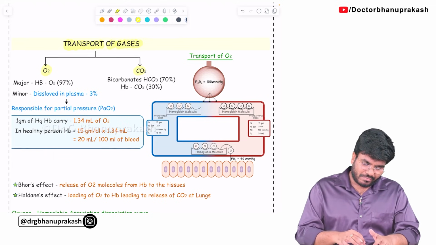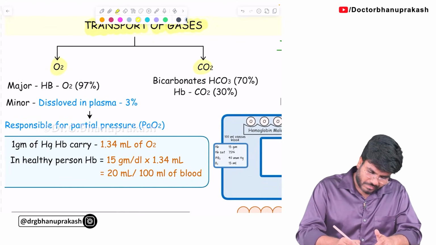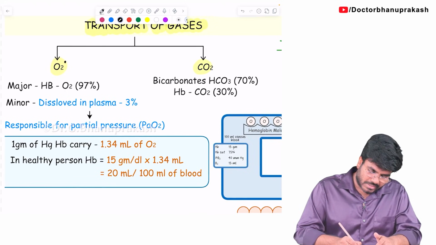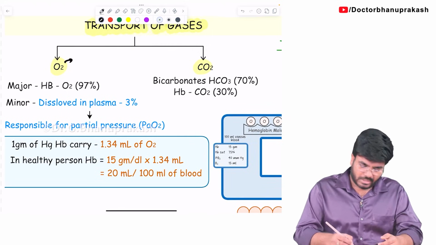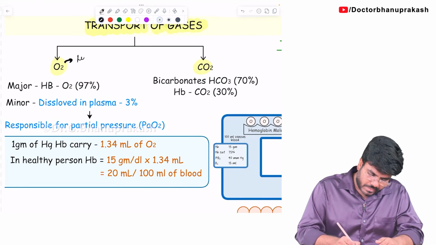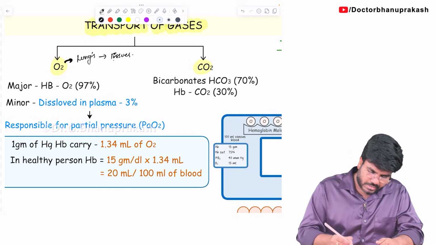Tell me guys, where do we have to transport this oxygen? From where to where? We have to transport this oxygen from the lungs, because oxygen is present in our lungs. Okay, we are taking it from the environment. So we have to transport this oxygen from the lungs to our tissues. Okay, from the lungs to the tissues.